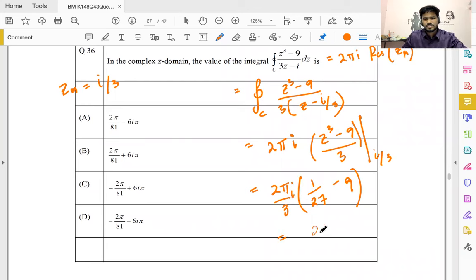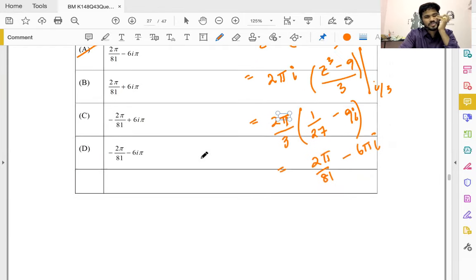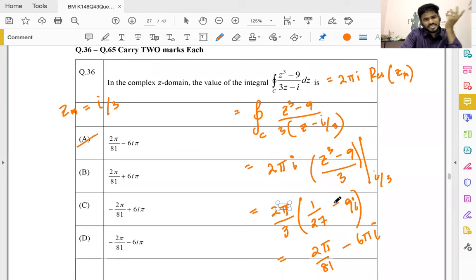Okay. So this is, I multiplied it. It became a 1. So it's this. Okay. So this is 2 pi by 81 minus 6 pi I. This again is straightforward, not an issue. So in a paper like this, where there are so many traps, if you're making a mistake in a question like this, that is what is going to make a difference at the end of the day.